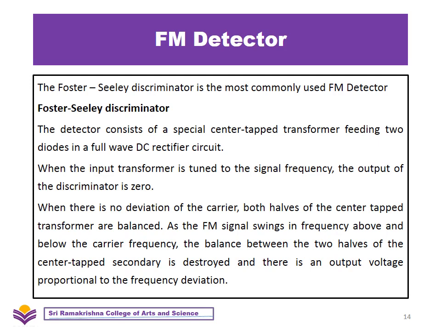When there is no deviation of the carrier, both halves of the center tapped transformer will be balanced. Once the FM signal swings in frequency above and below the carrier, the balance between the two halves of the center tapped secondary is destroyed, and there is an output voltage proportional to the frequency deviation of your circuit.